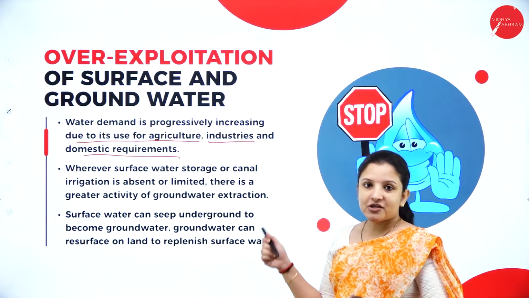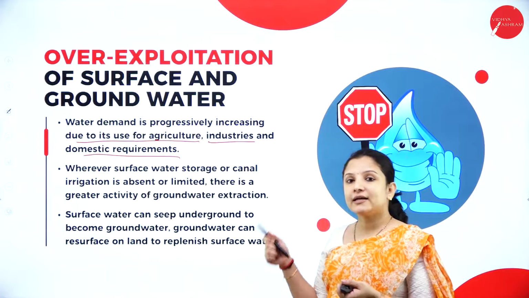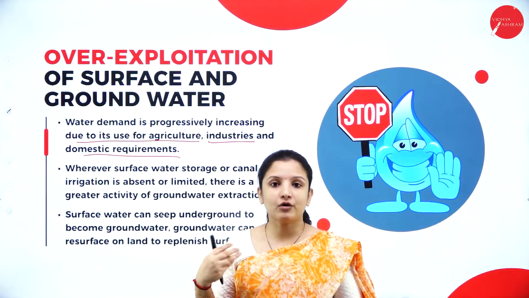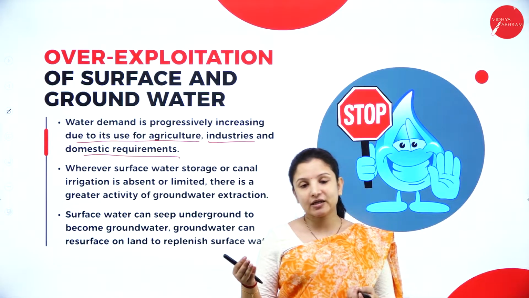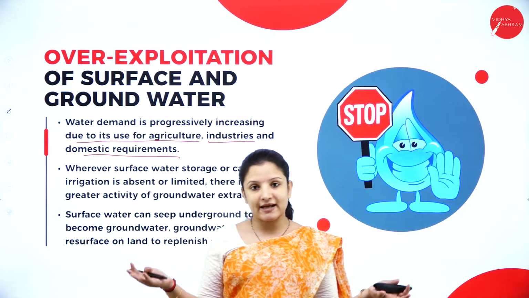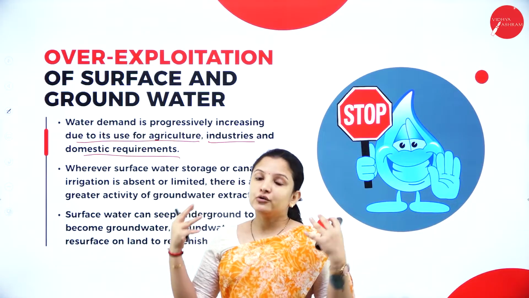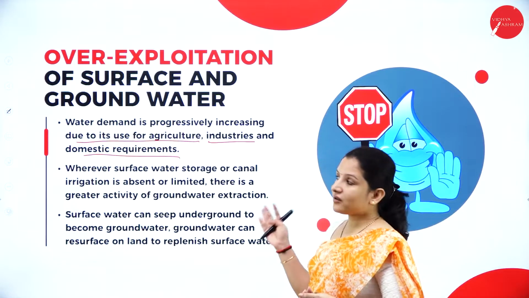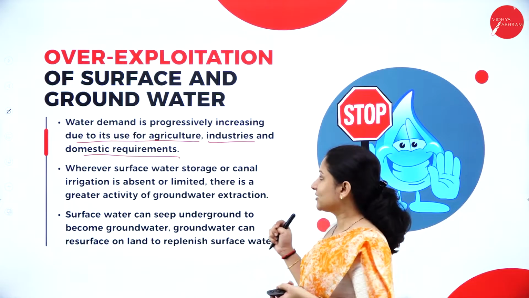So population growth is the main culprit behind this, right? Why? Because as and when the population increases, the demand for water also increases, the demand for food increases. When the demand for food increases, obviously the agricultural lands will increase, the production of crops will increase, therefore the usage of water will also increase. So therefore population is one of the main culprits for the over exploitation of surface as well as groundwater.